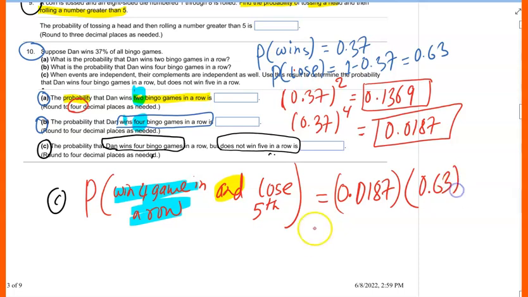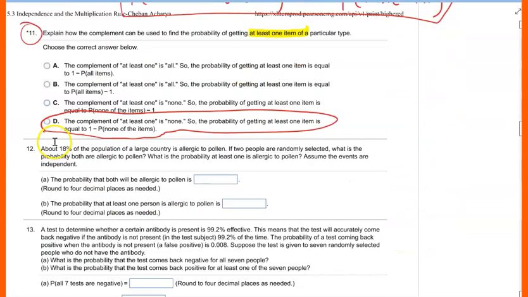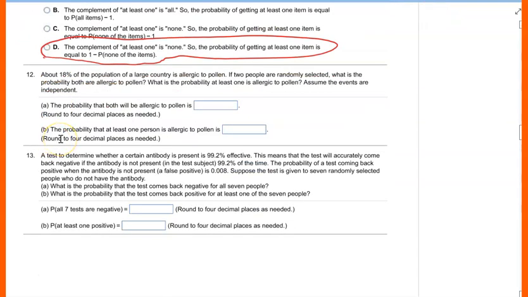If you multiply these two, you get 0.0118. That's the answer for part C. I did question number 11 before. Let's do question number 12.